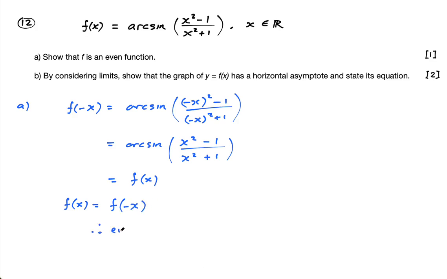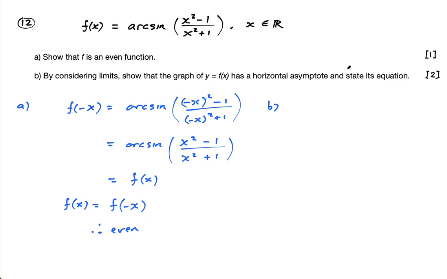That does seem like a lot of work. Well, it's not that much work, but it's only 1 mark, unfortunately, but c'est la vie. Okay, part B, let's do here, guys. It says, by considering limits, show that the graph has a horizontal asymptote and state its equation.